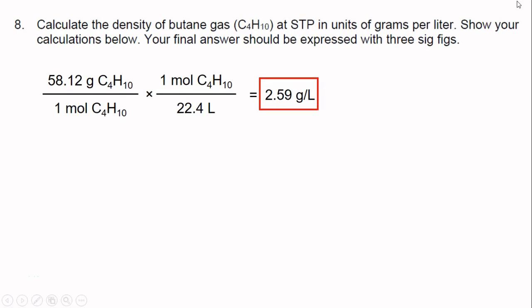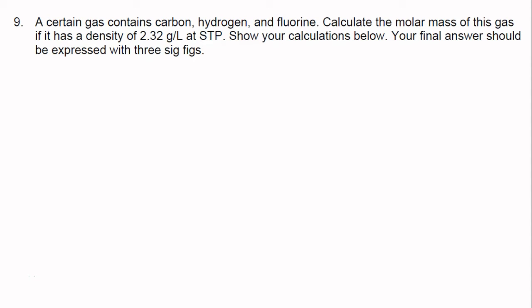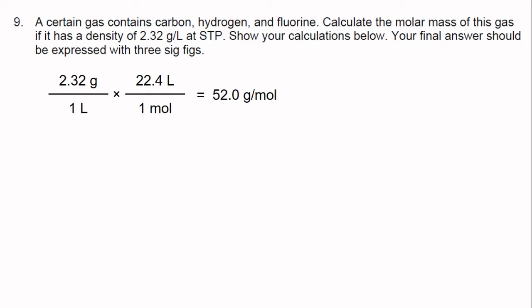All right, let's take a look at number 9. A certain gas contains carbon, hydrogen, and fluorine. Calculate the molar mass of this gas if it has a density of 2.32 grams per liter at STP. Let's use 22.4 liters over 1 mole. And if we multiply these two quantities together and the liters cancel out, we end up with 52.0 grams per mole. Now that is the molar mass of a substance that contains carbon, hydrogen, and fluorine. Let's see if we can figure out what the formula of this particular gas is.